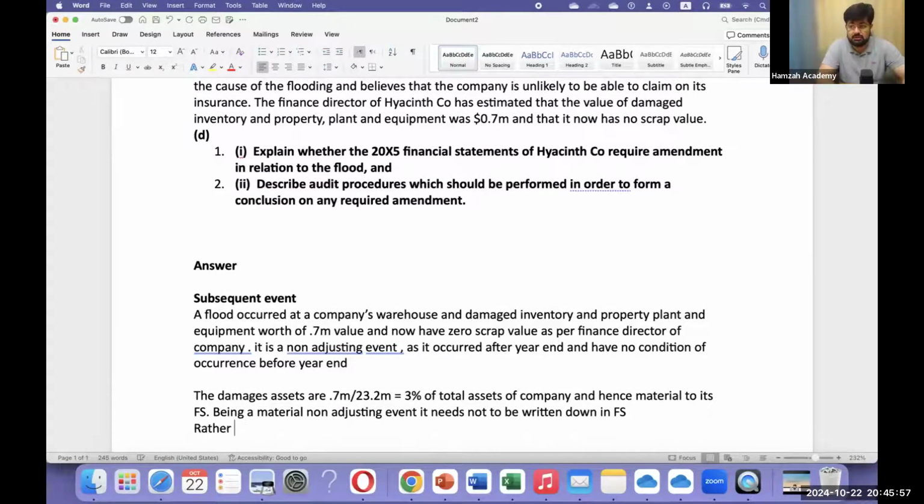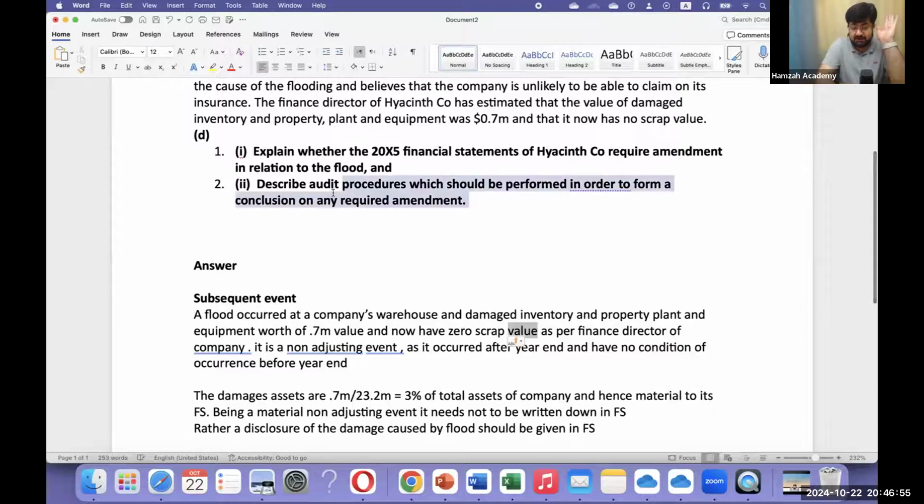Rather, a disclosure of the damage caused by the flood should be given in financial statements. Yes. So it is for 3 marks. Now done.